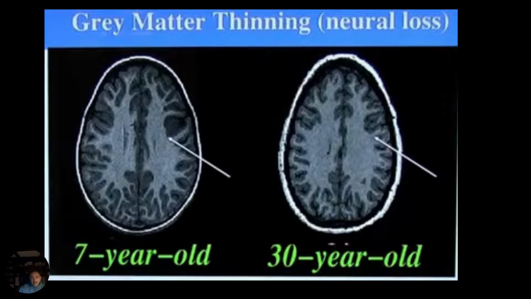Gray matter thinning, which is neural loss: you're looking at the gray matter thinning process at 7 years old and at 30 years old. As you grow older, the gray matter continues to thin over the course of time.